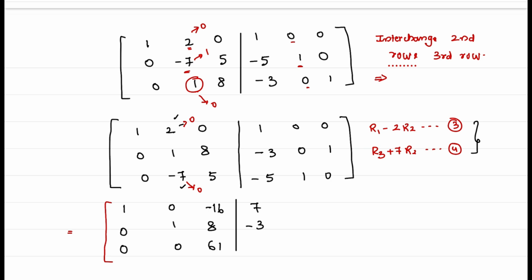I am not changing the R2, hence I will write R2 for clarity. R1 minus 2R2. The second element of R1 is 0, 0 minus 2 into 1 is minus 2. And here if you come down in R3, R3 plus 7R2, 7R2 is 7 into minus 3 is minus 21. Minus 21 plus minus 5, that is minus 26. 1 and 7.